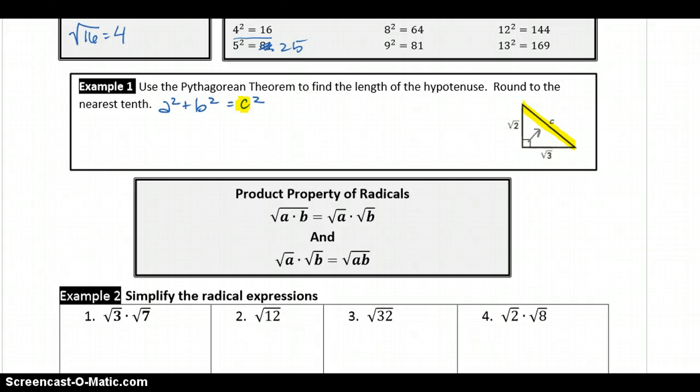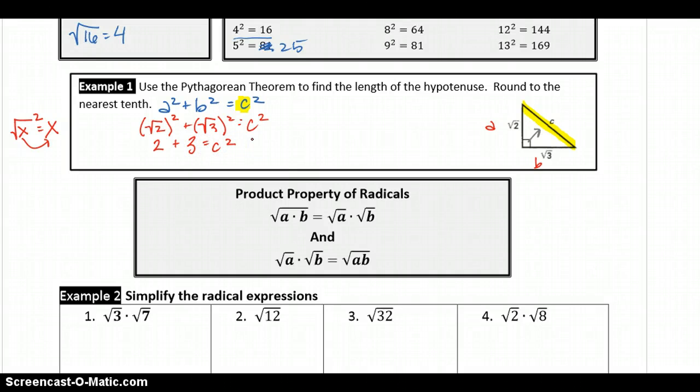So, whenever we go to plug in for A and B, for A, we're going to plug in the square root of 2. For B, we're going to plug in the square root of 3. And then we're solving for C. If you have a square root squared, it just gives you the number inside the root. So the square root of 2 squared will just give us 2, because the square root of 2 times the square root of 2 is 2, plus the square root of 3 squared just gives us 3.